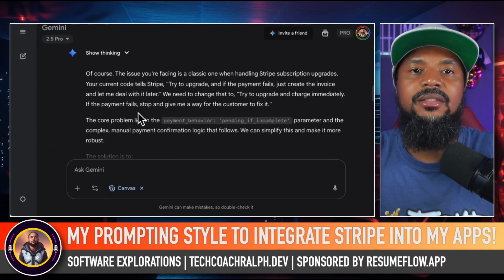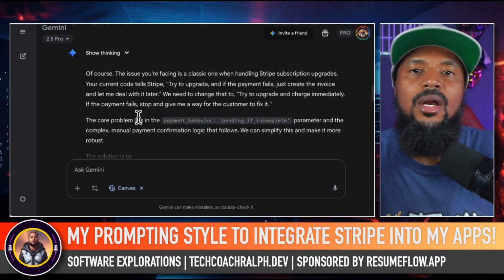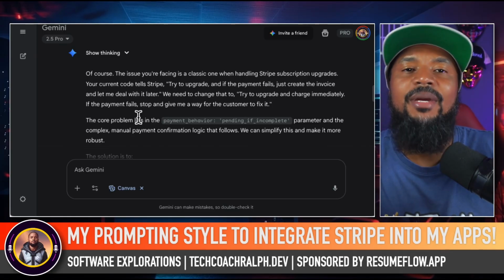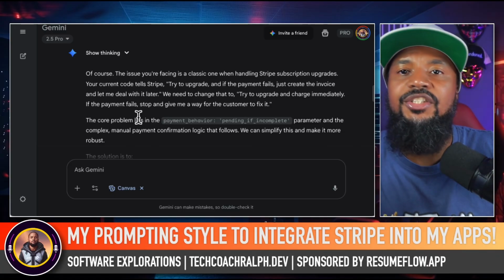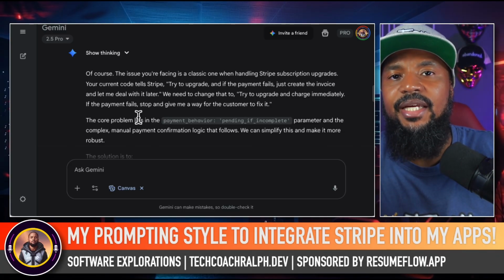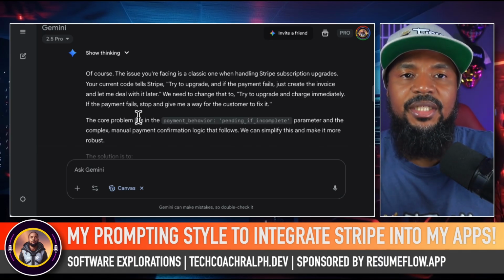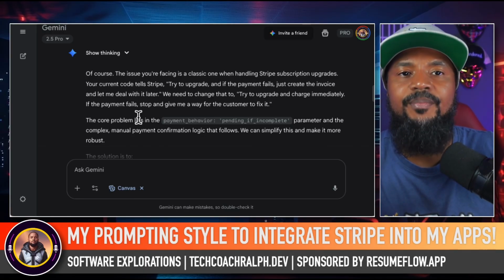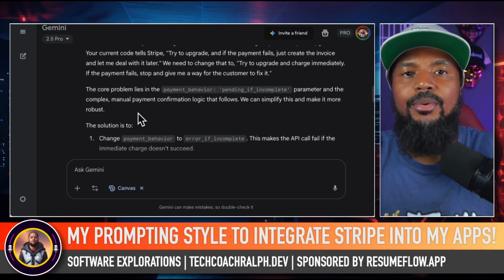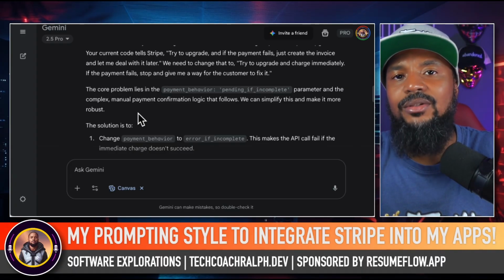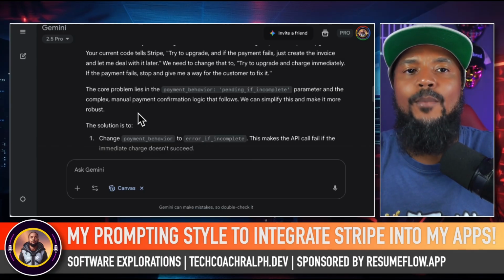All right, so here it says, of course, the issue you're facing is a classic one. When handling Stripe subscription upgrades, your current code tells Stripe, try to upgrade, and if the payment fails, just create an invoice and let me deal with it later. We need to change that to try to upgrade and charge immediately. If the payment fails, stop and give the customer a way to fix it. And it tells me what the issue is. It says the core problem lies with the payment behavior pending if incomplete parameter and the complex manual payment logic that follows. We can simplify this and make it more robust.